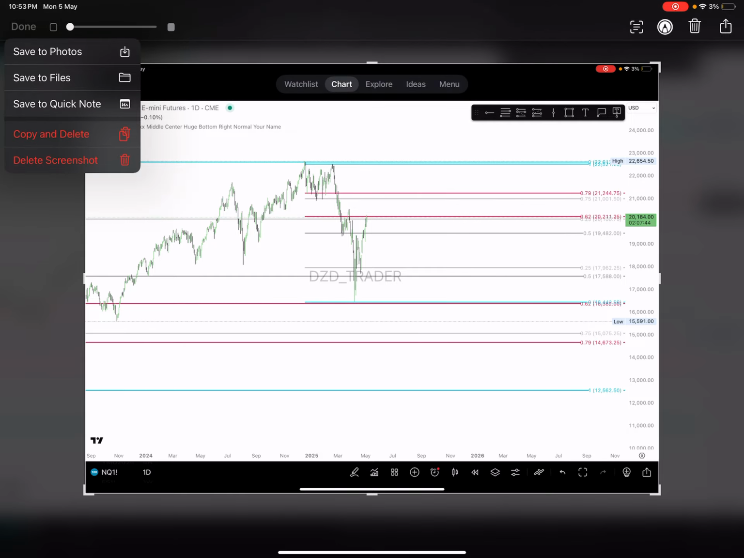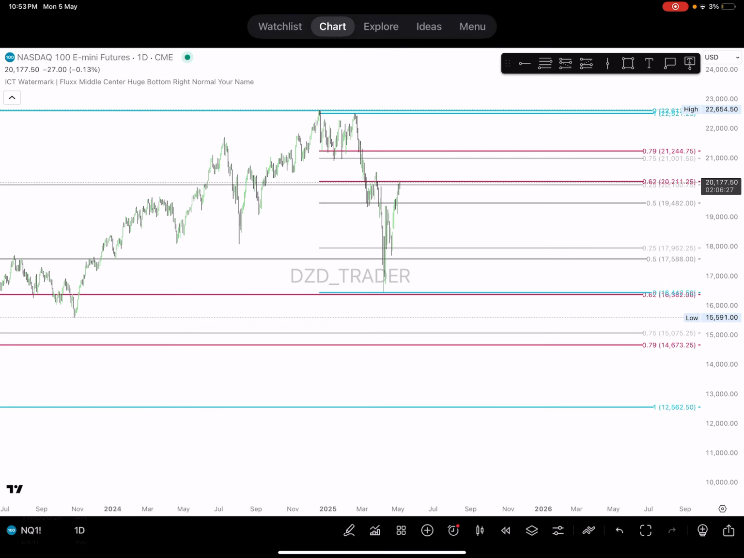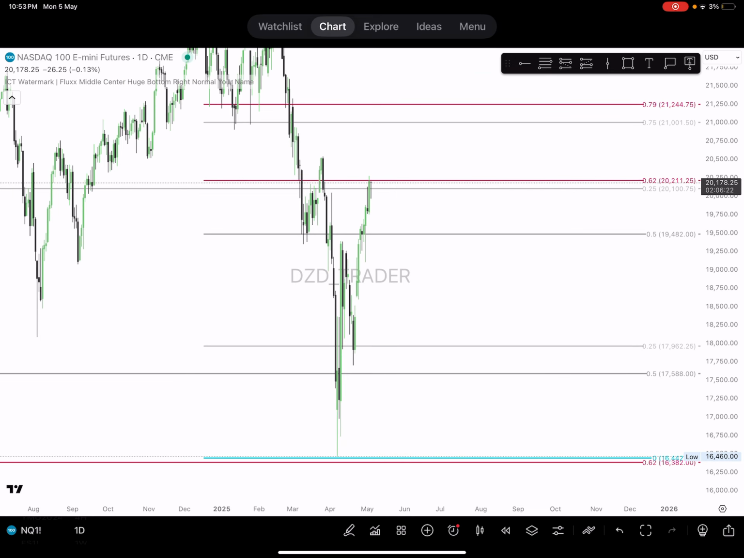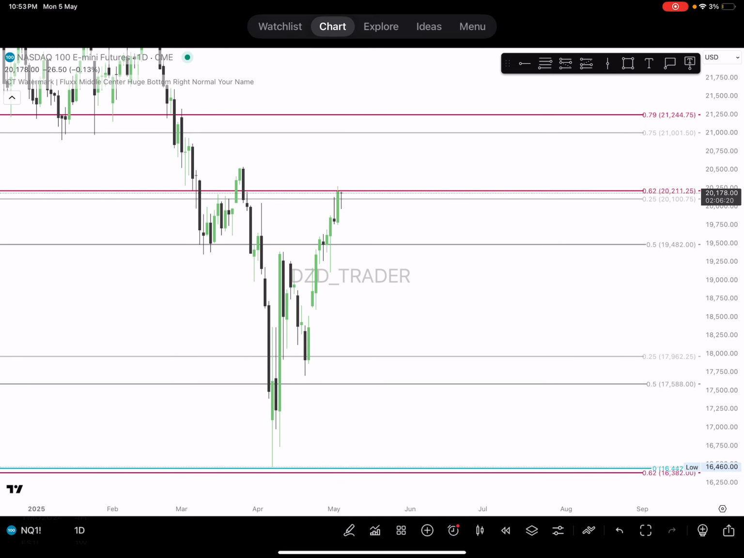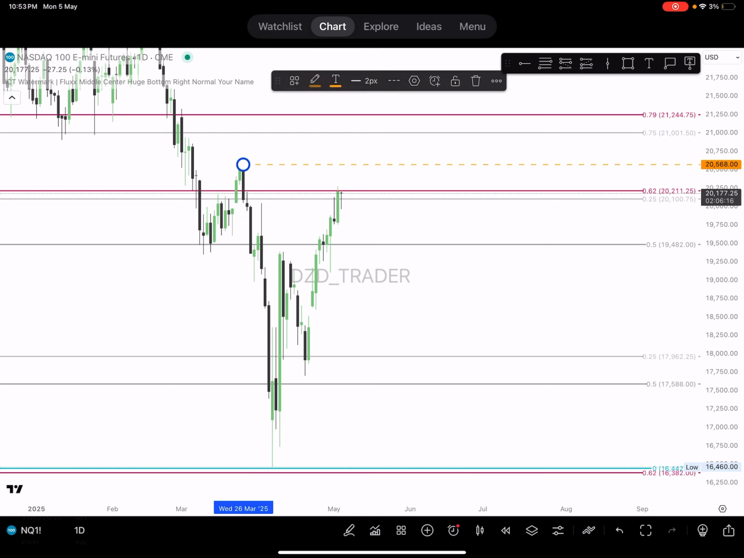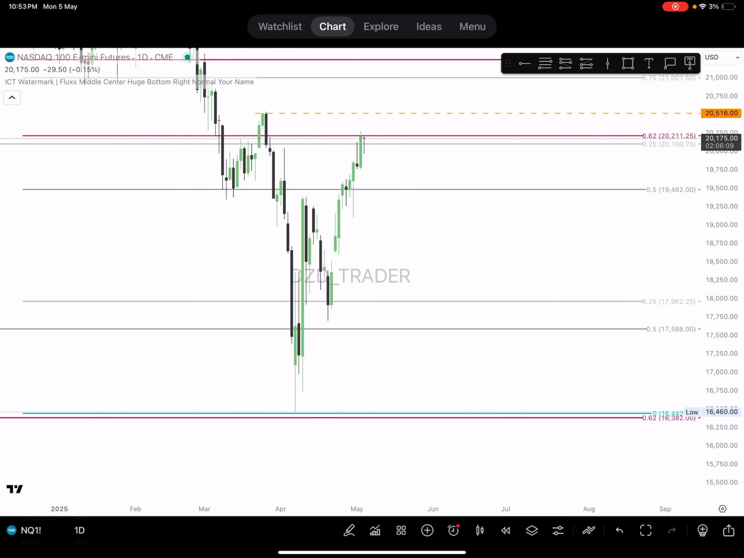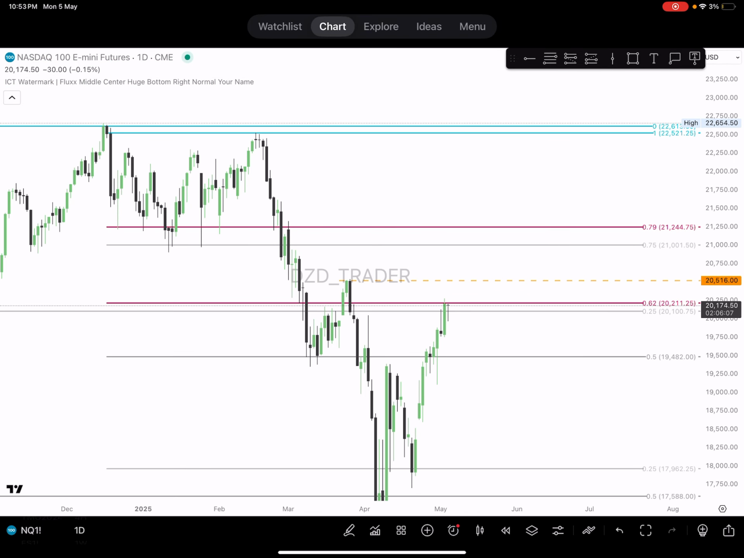Now we go and zoom in. We're just at the daily. When we are at the daily, we might as well mark the equal highs. We might as well mark the equal highs in the daily. Is there an equal high here? We mark it here.